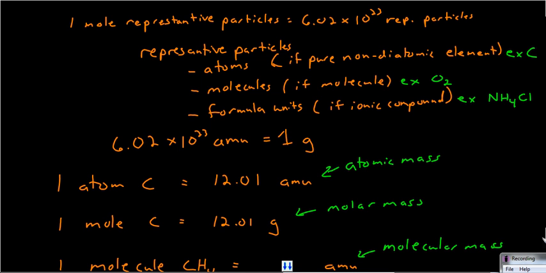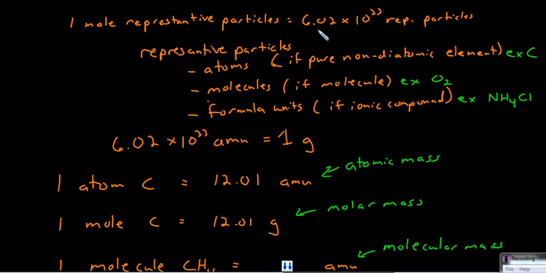The mole is like the dozen, except instead of being 12 of something, a mole is 6.02 times 10 to the 23 of something. And so we say that 1 mole of representative particles is equal to 6.02 times 10 to the 23 representative particles. What do we mean by representative particles? We can mean atoms or molecules or formula units.